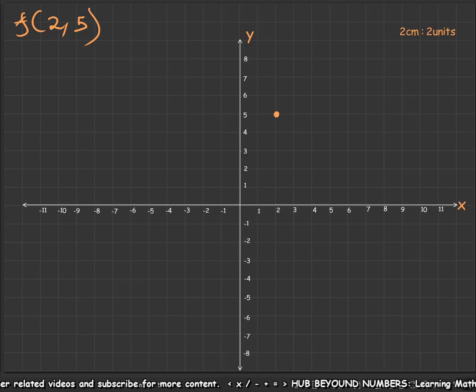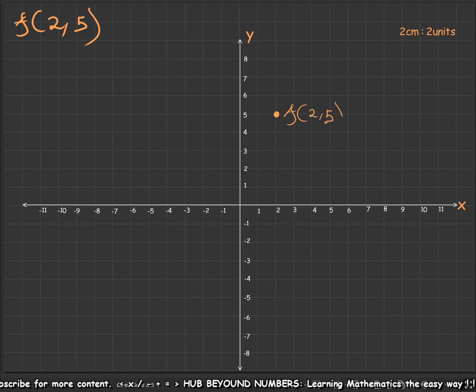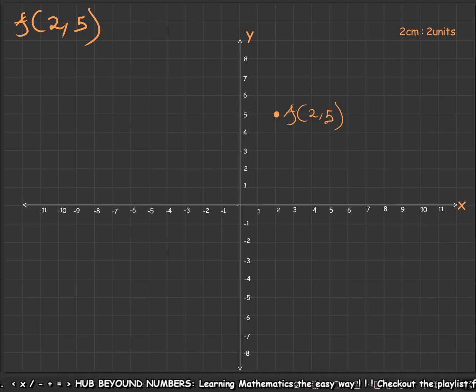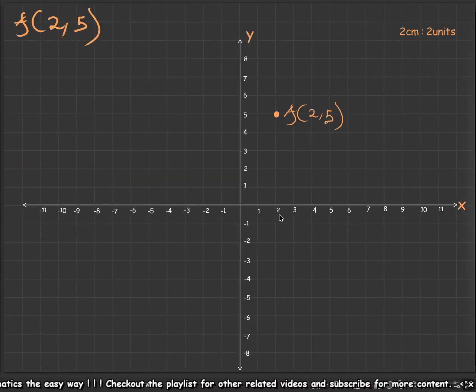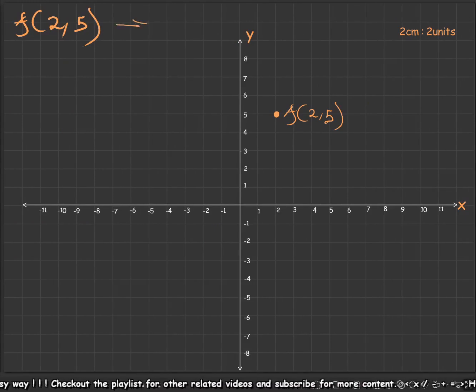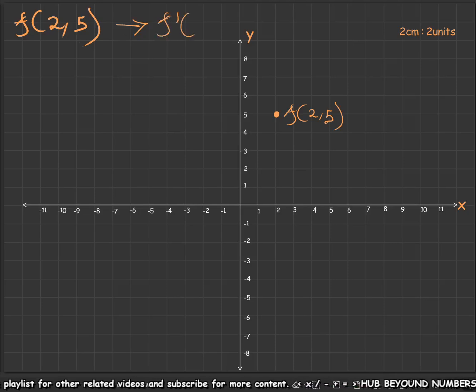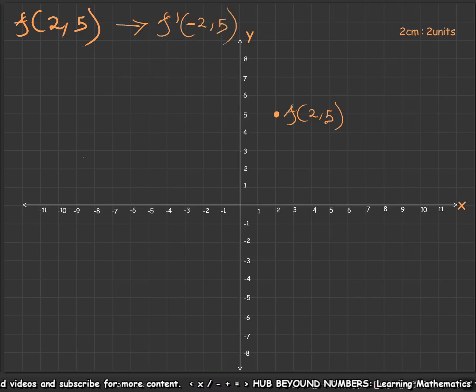So I label that as A with coordinates (2, 5). And we want to reflect it on the y-axis. It means the y-axis becomes our mirror line. And the formula says, what do we do? All we need to do is to negate the value of x. So with this here, the reflection on our y-axis is going to be a negation of the value of x, that is (-2, 5).